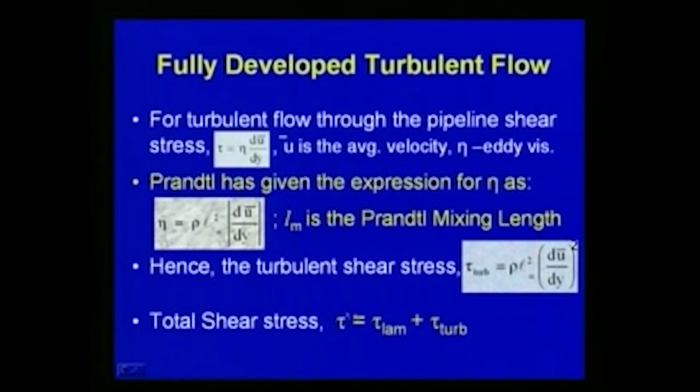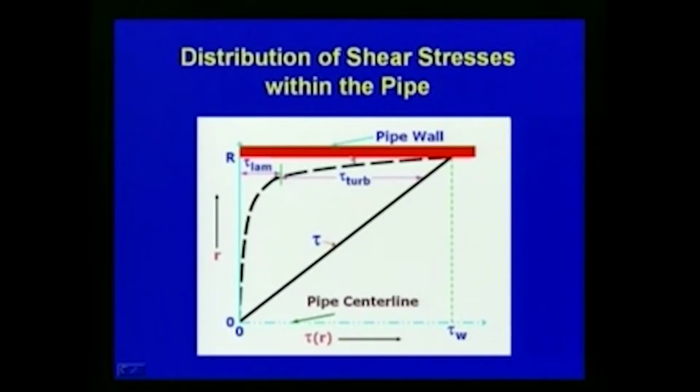So, this is for the case of fully developed turbulent flow, and then if you plot this shear stress variation as far as pipe flow is concerned, you can see that the shear stress tau is on this axis, the pipe wall is here, and this gives the pipe center line. With respect to this, if you plot the shear stress, we can see that it will be 0 at the center line and then it will be varying like this.